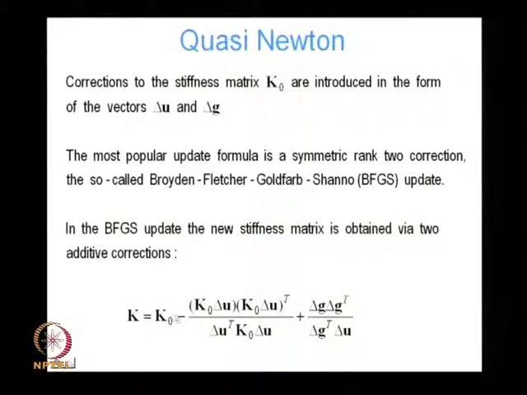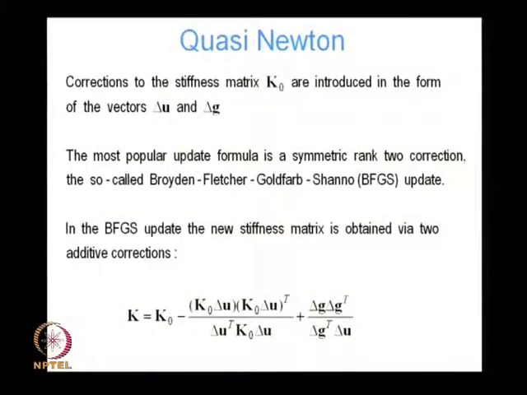Why is it a rank 2 correction? Well, you can see it from here. This is my original stiffness, and these are the changes that I am making to the original stiffness to obtain my updated quasi-Newton stiffness. Each of these updates is a rank 1 matrix. Why is it a rank 1 matrix? Because it has got only one independent row or column.